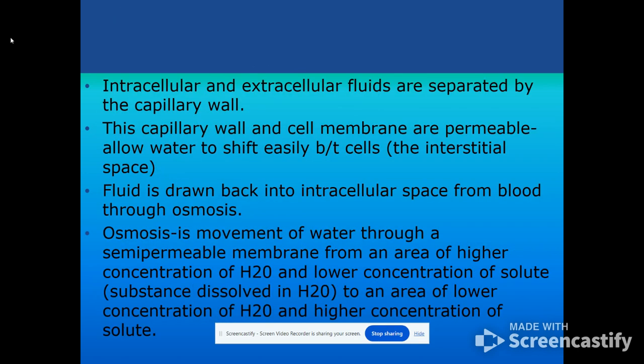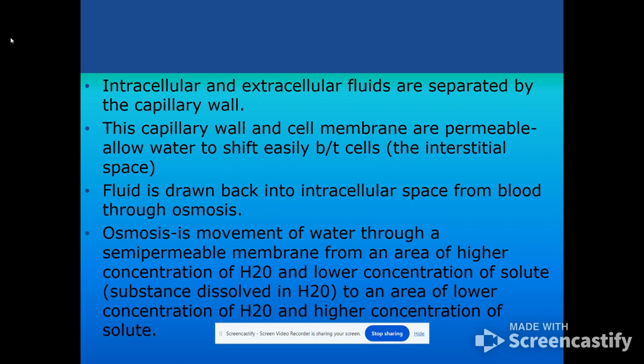Intracellular and extracellular fluids are separated by a capillary wall. This wall and the cell membrane are permeable, kind of like a sponge with holes, which allows water through. It allows the fluid shift to easily occur between the cells and the interstitial space. Fluid can be drawn back from the intracellular space from blood through osmosis.